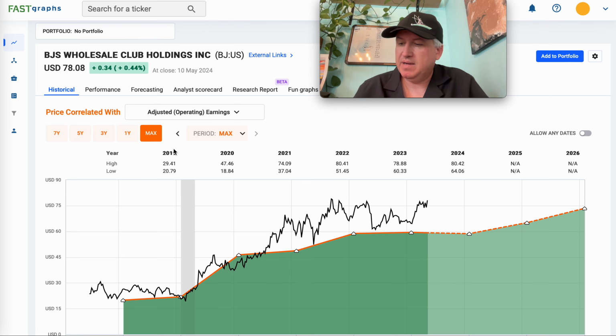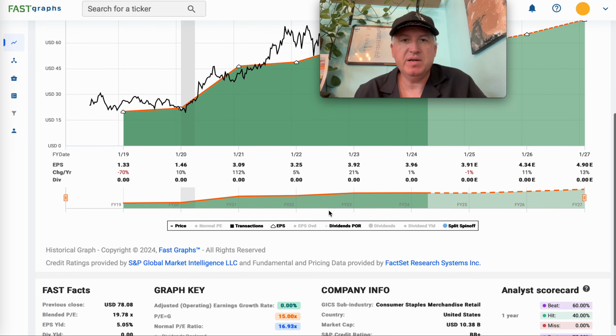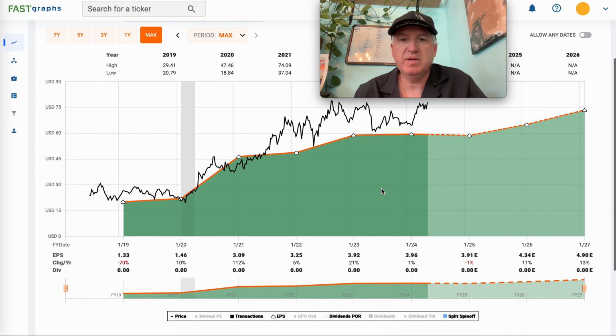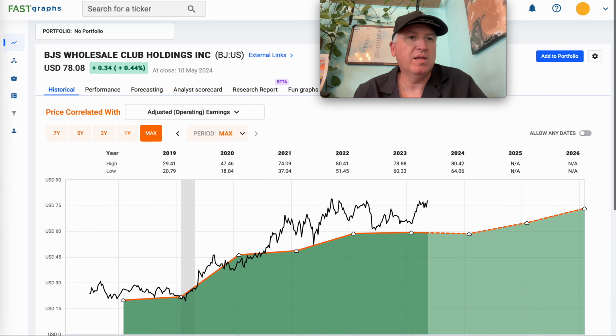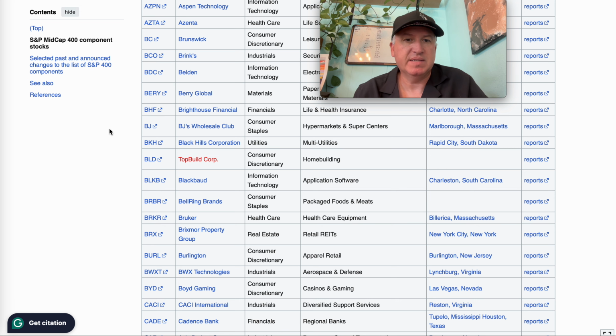Again, not enough data. And it's retail. You know, if this was like a software company or something, I might look at this earnings growth and consider it for the growth thing. But for retail, that's not likely to be something that I want.